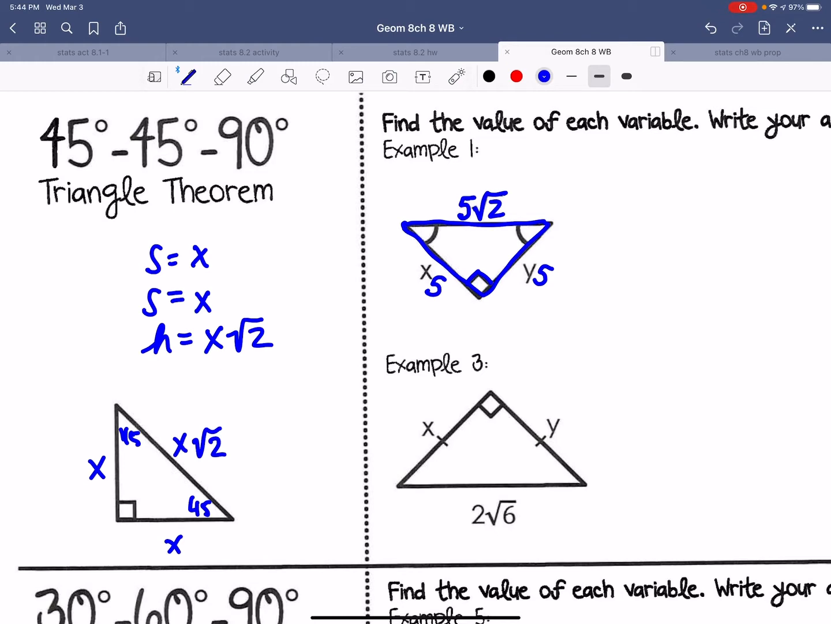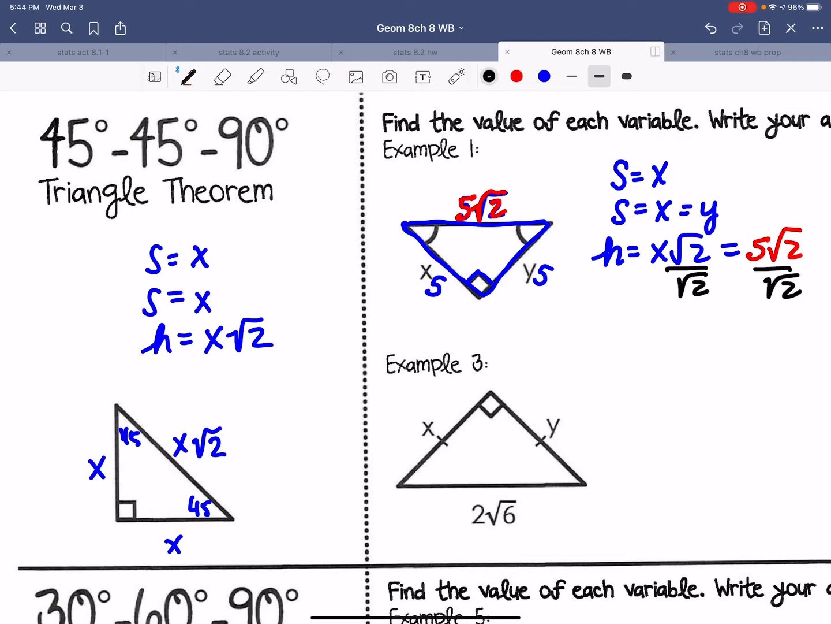So let's see, if one side is x and the other side is x, they also said to call that y, and our hypotenuse is x times the square root of 2. Here, the information they provided us was that the hypotenuse was 5 times the square root of 2. So notice, if we divide by the square root of 2 on both sides, we get x is 5, and that's exactly what we wrote. x is 5, and x and y are equal, so y is also 5.